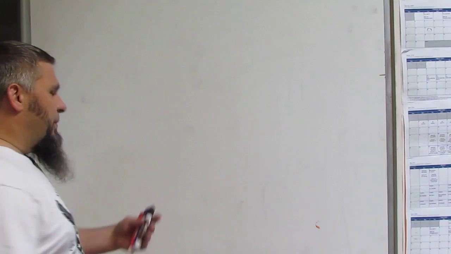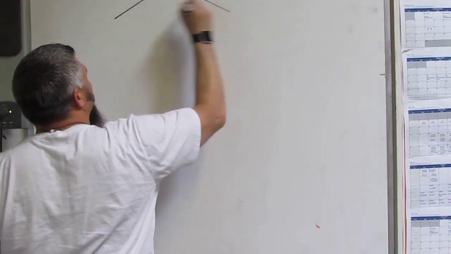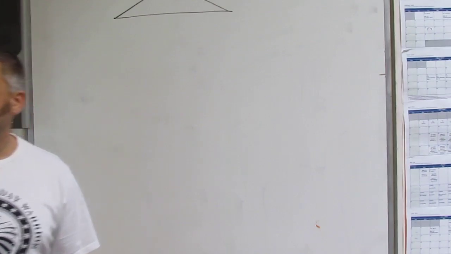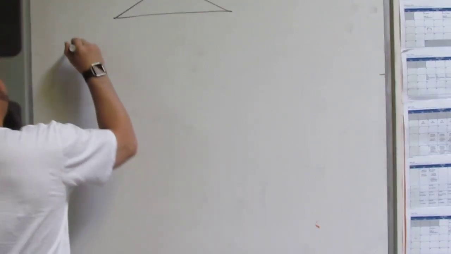Okay? So, what we want to be able to do is say we have a triangle like this. Right? How can I work with it? Well, there's a thing called law of sines.